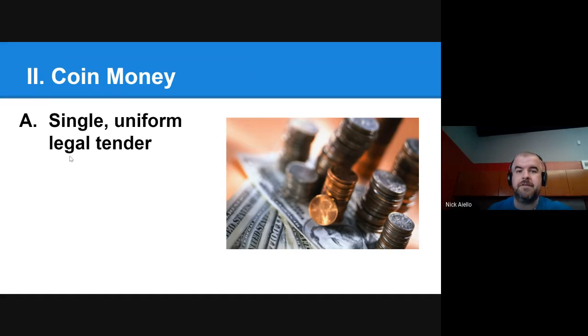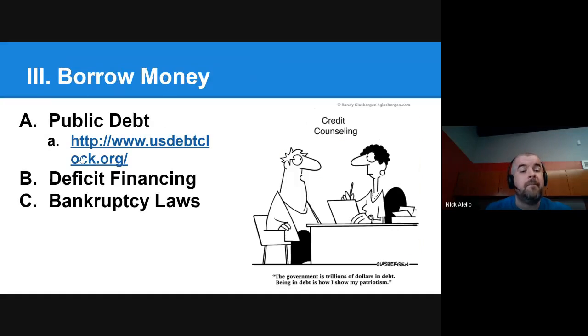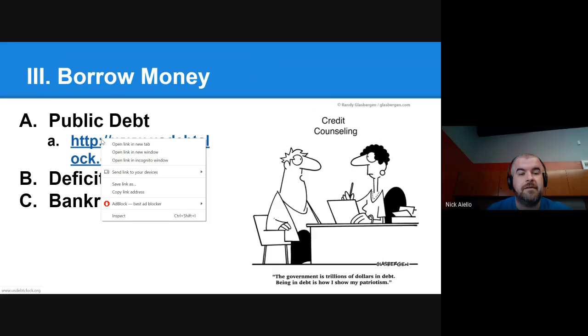So like if you get a traffic ticket and you're not real happy about it, you can go in and pay for it in all pennies, and they have to accept it. They're not gonna be happy about it, but they have to accept it. All right, borrowing money, the public debt. Let's take a look at that first.